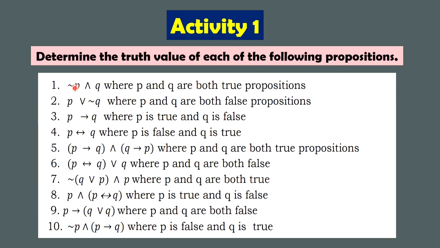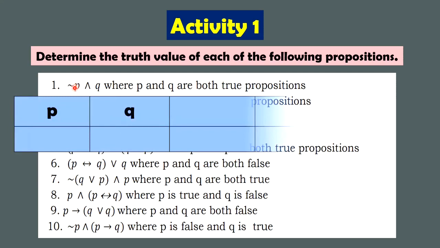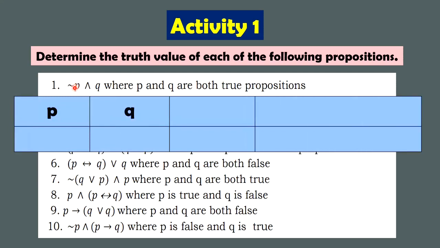If you can't do it mentally, pwedeng ganito. You may want to create a truth table. So, ang sabi dito, P and Q are both true. So, ilagay natin. Now, we need the negation of P, or not P. So, let's do that. I-negate natin yung P. So, kung ang P ay true, anong negation yan? It's false. And then finally, we get the truth value of not P and Q.